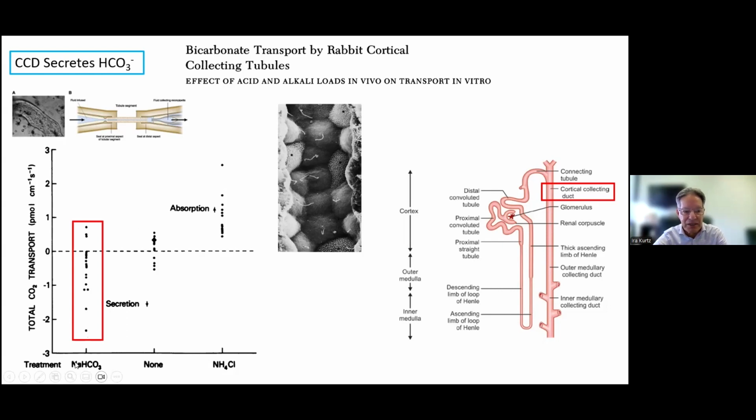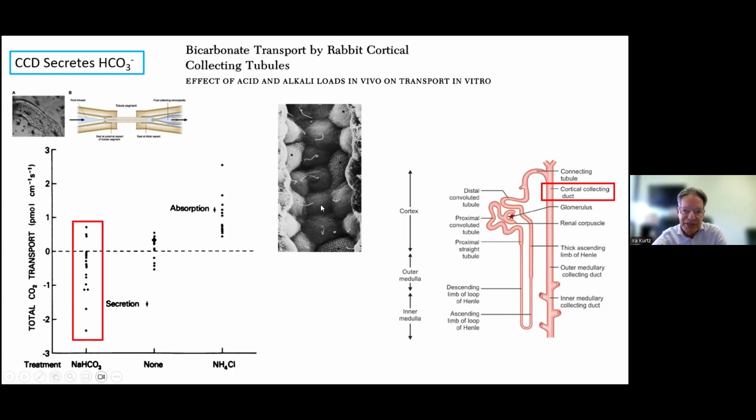What he found was when he gave the animals sodium bicarbonate, these tubules secreted bicarbonate. So everything below 0 is secretion, bicarbonate coming into the lumen from the outside solution. Whereas when he gave the animals ammonium chloride and created a metabolic acidosis, the tubules absorbed bicarbonate. This just blew the country apart. People who were interested in this, no one had ever seen anything like this before, where one tubule could change totally its direction of transport based on the systemic acid-base balance of the animals.